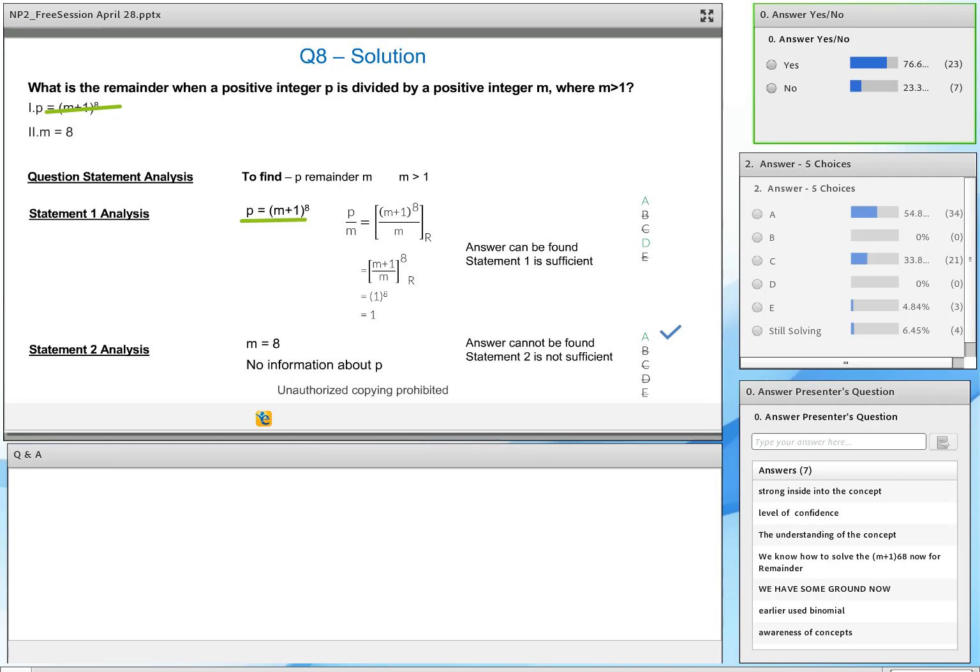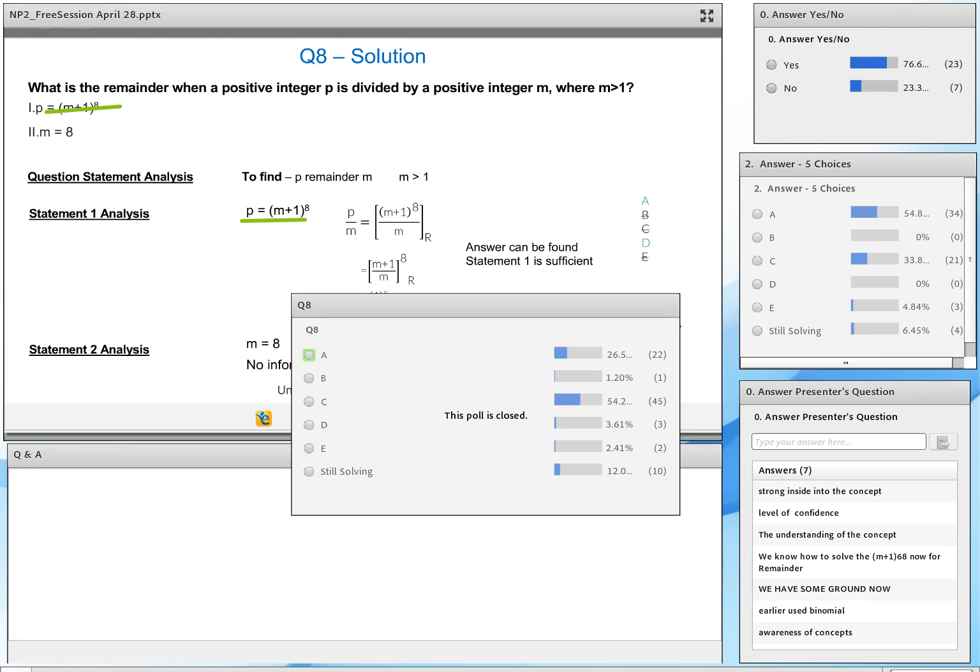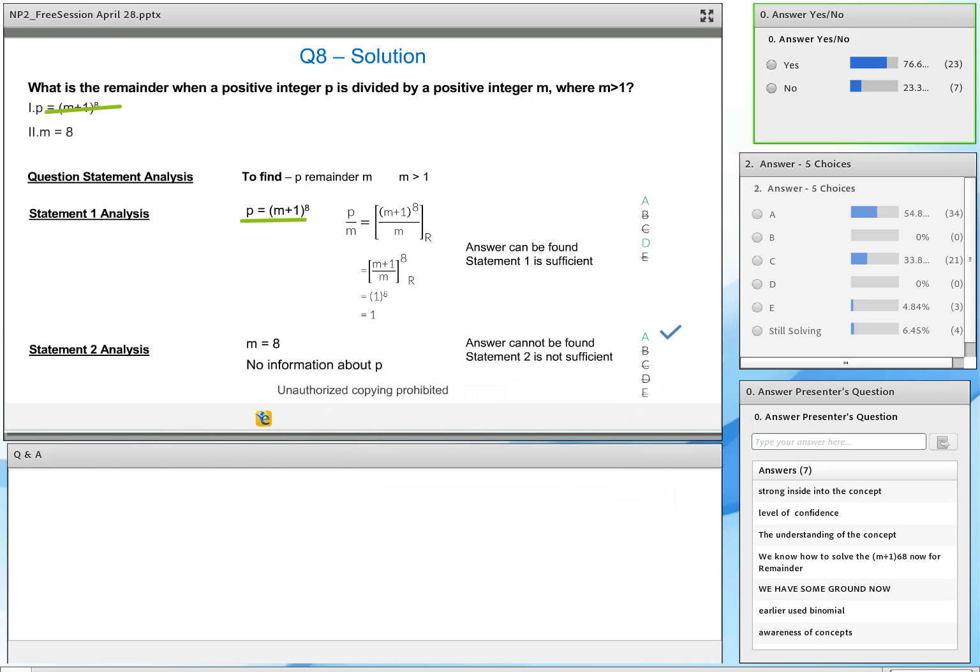Now, my guess is that when you guys solved this question the first time, what you thought was that statement 1 is giving you a relationship between P and M, and statement 2 is giving you information about M. So putting these two together, you can calculate the value of P, and then you can find the remainder. How many of you who selected choice C selected it because of this reason? Okay. And this is where your solid fundamentals and a step-by-step process come into the picture.